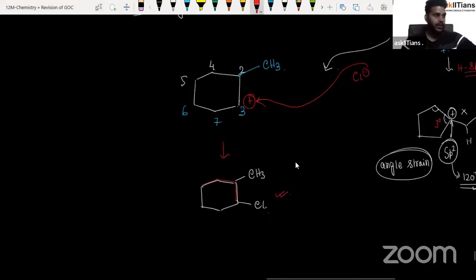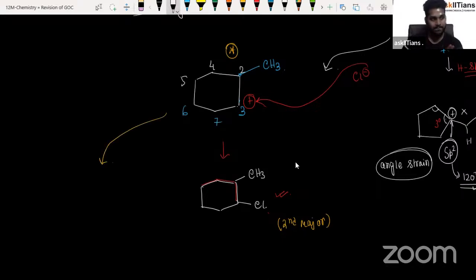Okay. Now the question is, this is the second major product, but not the major product. You have the hint right here in this molecule. From this molecule, something can happen. This is not the major product, guys. This is the second major product. What can be the major product? Think about it. The hint is there in that molecule. So look into this molecule and try to figure it out. What would be the major product here?